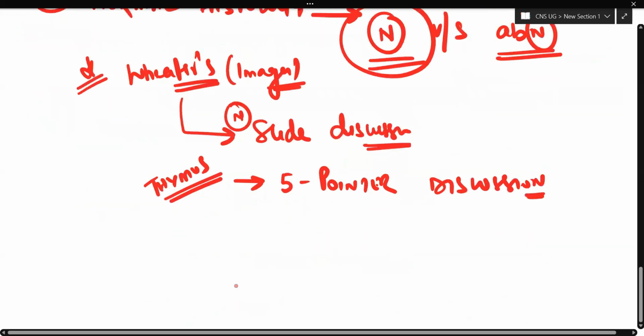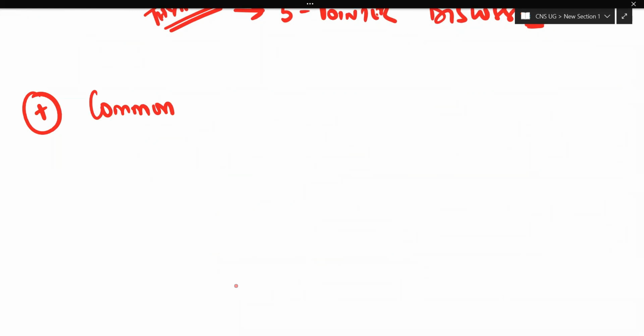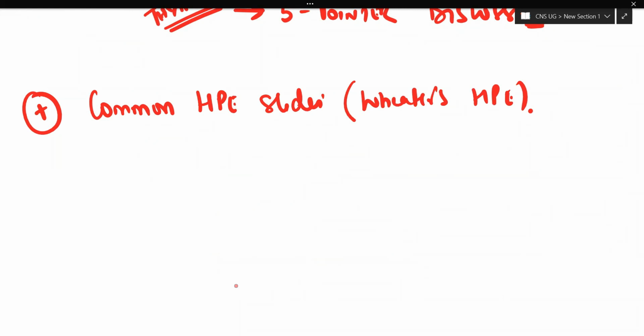Okay. So after the normal histology, the second thing is that every day that you go to college, you should see common HPE slides. Now, what do I mean by common HPE slides? For example, there is another version of Wheater's, which is Wheater's histopathology. So which common HPE slides do I want you to see and understand? For example, you see a slide of appendicitis. Okay. You see a slide of chronic cholecystitis.